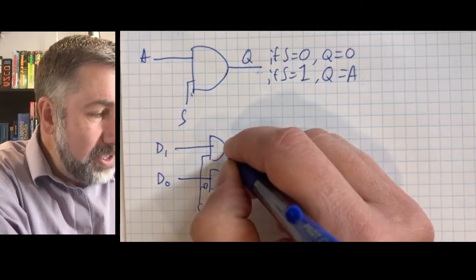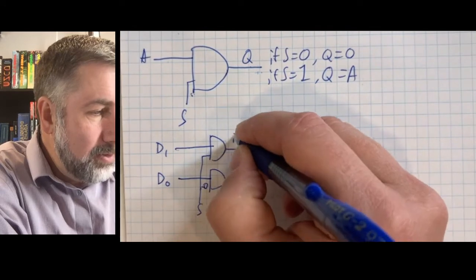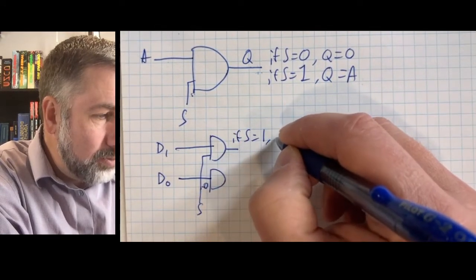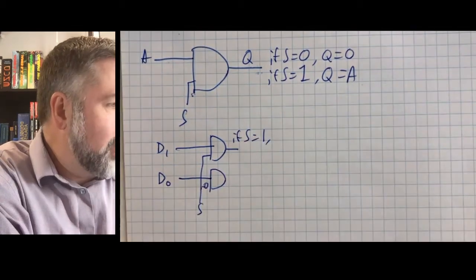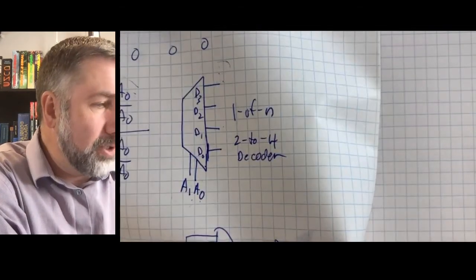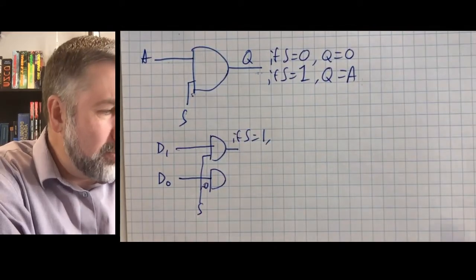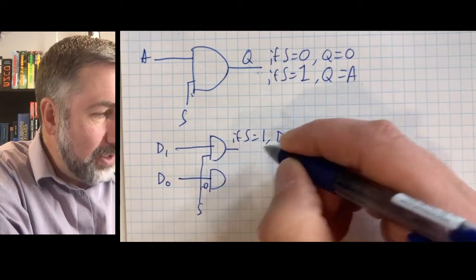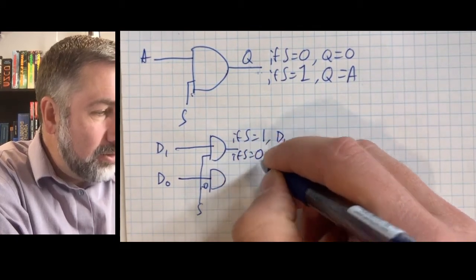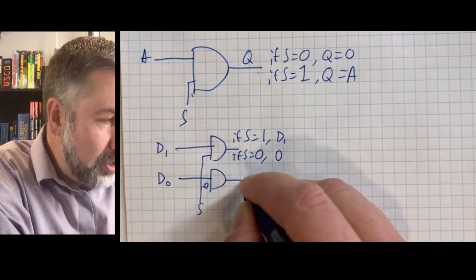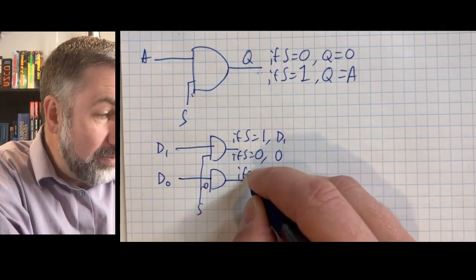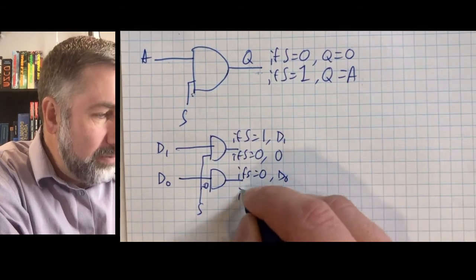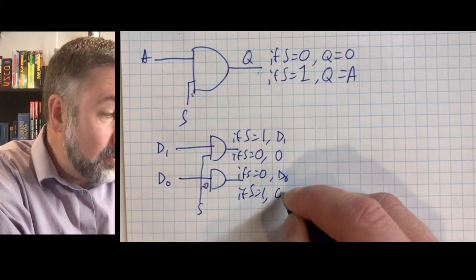For this output here, if S is 1, this output is equal to, in our decoder, we call those Ds. This is sort of an intermediate one. If S is 1, this is D1. If S is 0, this is 0. Same with this one, but it's backwards. If S is 0, this is equal to D0. If S is 1, this is equal to 0.